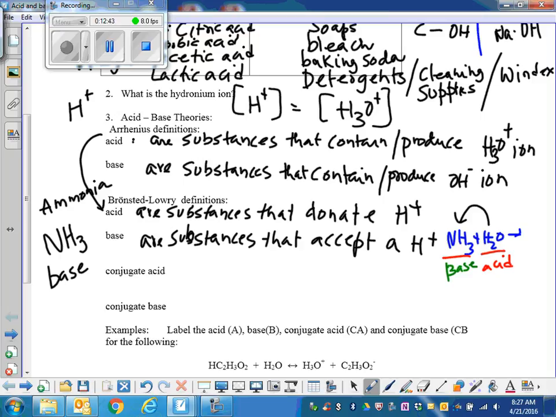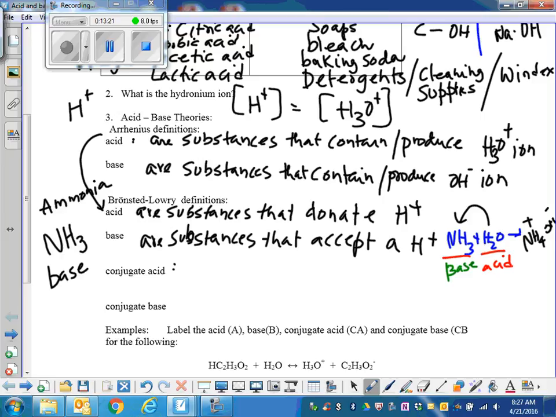And ammonia will, after accepting a hydrogen, become what? NH4 plus, and then what is remaining of water? OH minus. Is that right? So now it gets classified as a base. Does that make sense? It's a proton acceptor, whereas an acid is a proton donor according to Bronsted-Lowry. So an acid always has to have a base for an acid-base reaction to take place. Does that make sense?